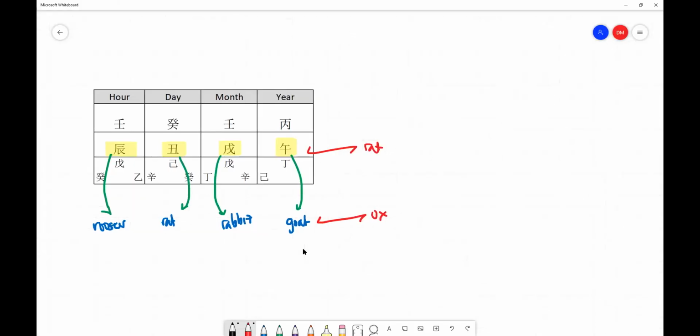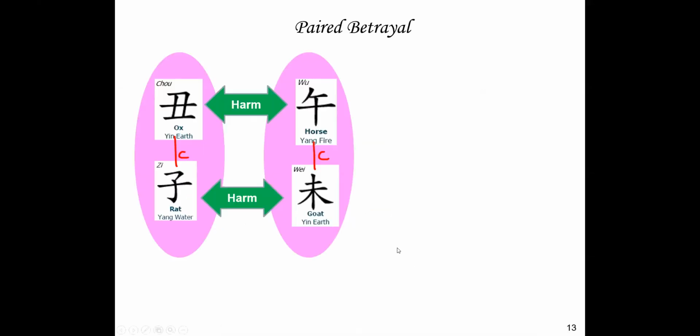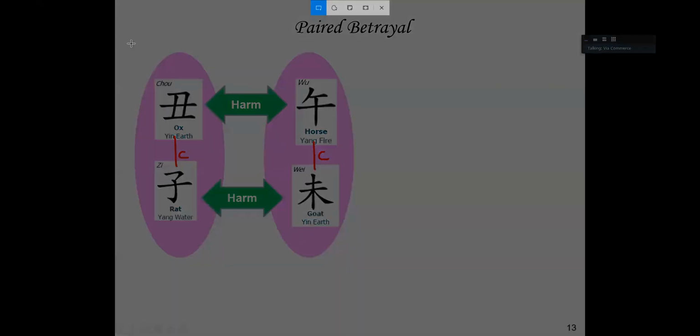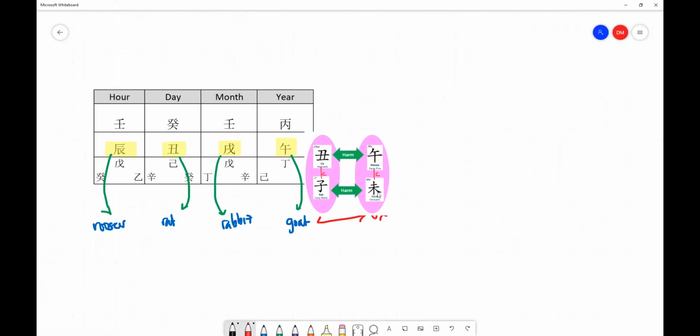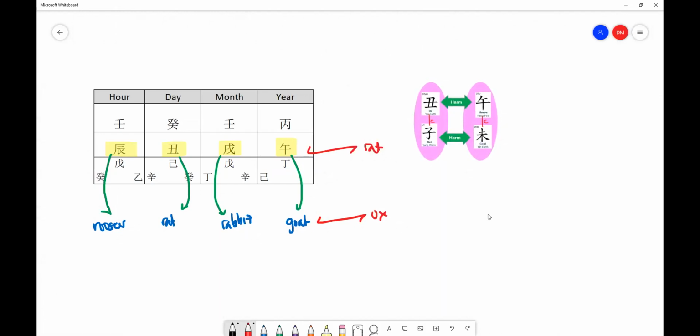So for example, here you can see now. Look at the pair here. This is a pet betrayal. So we take a look into the pet betrayal. Okay, horse, goat, rat. Let's maintain what is here.